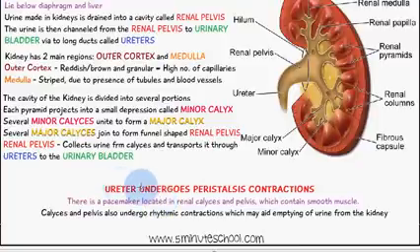Finally, the ureter undergoes peristaltic contractions, so there is a pacemaker located in the renal calyces and the pelvis, which contains smooth muscle, and the calyces and pelvis also undergo rhythmic contractions, which may aid in emptying of urine from the kidney.